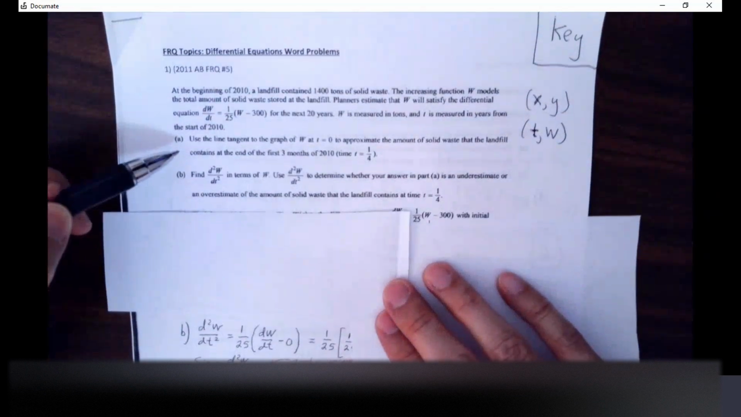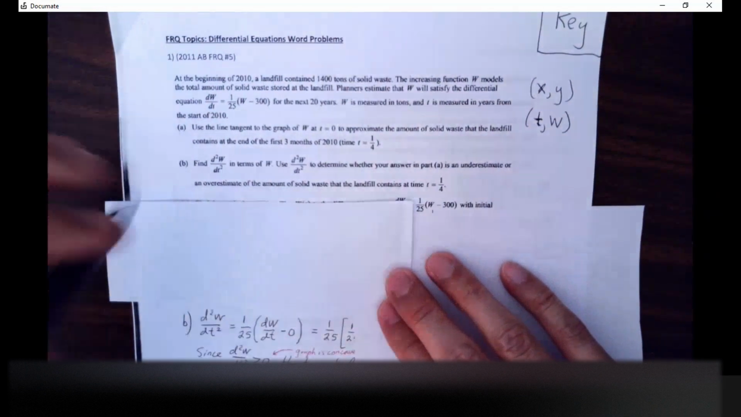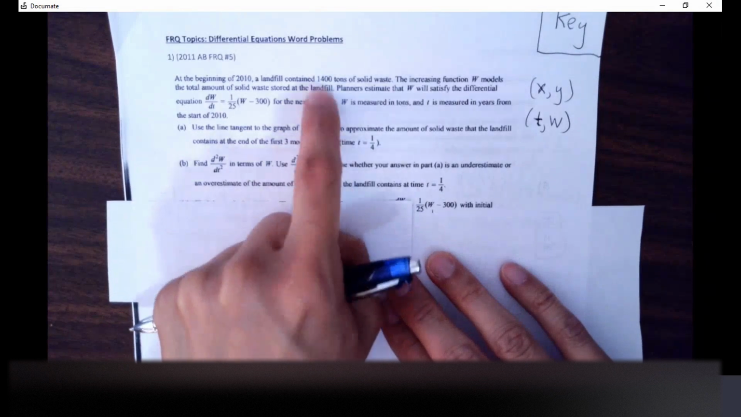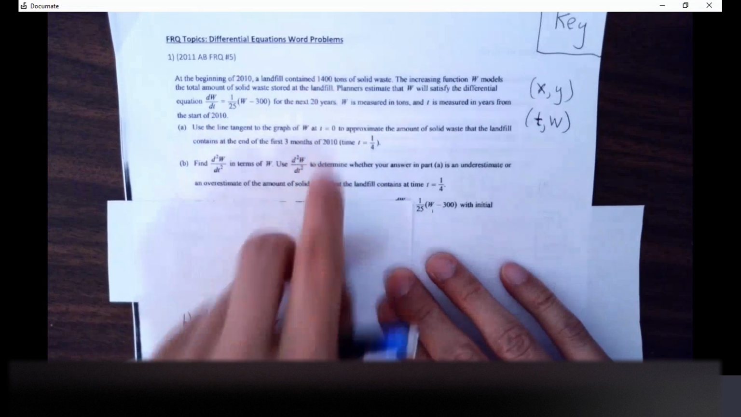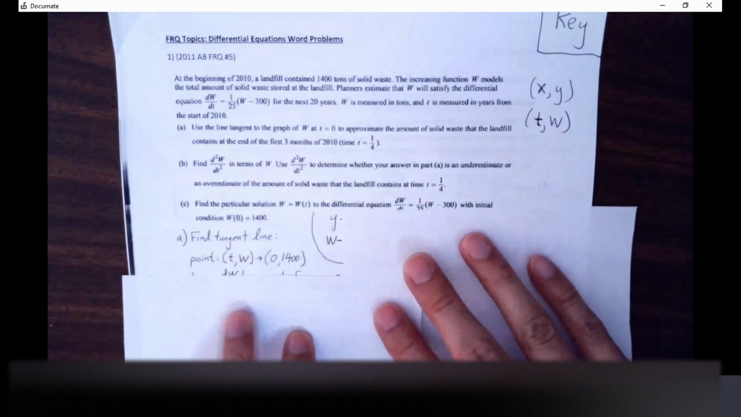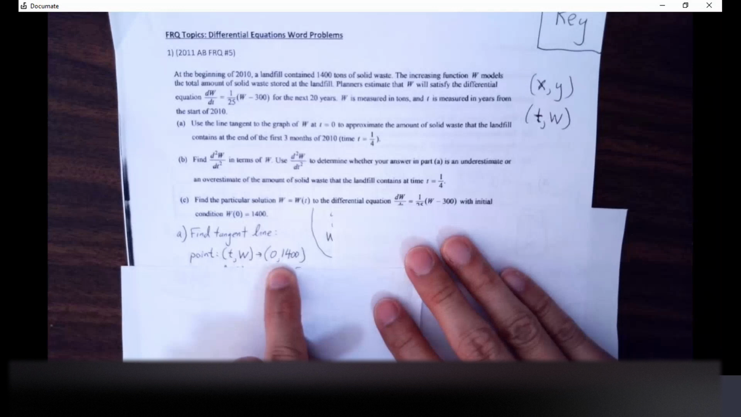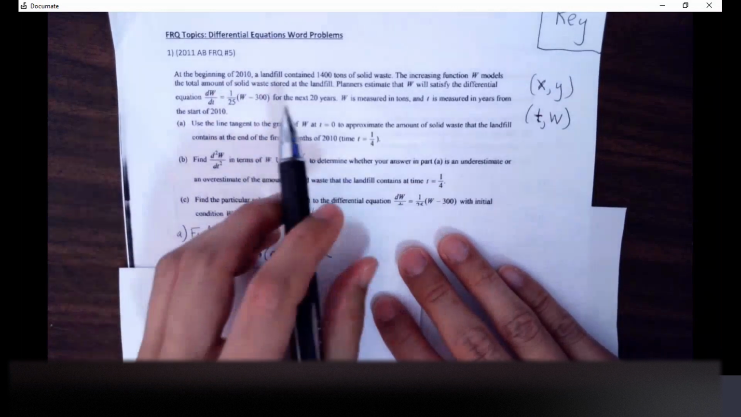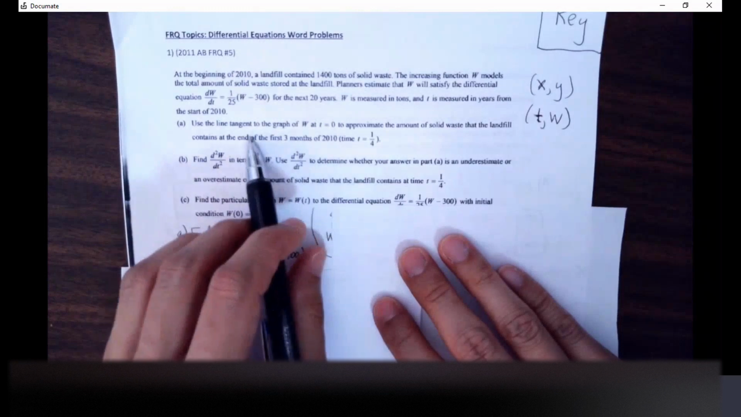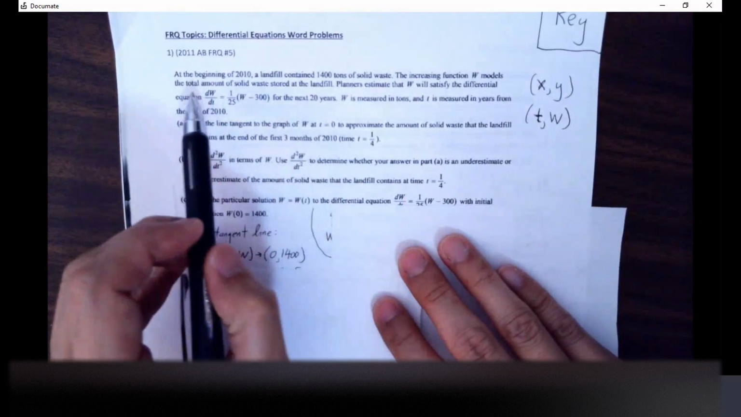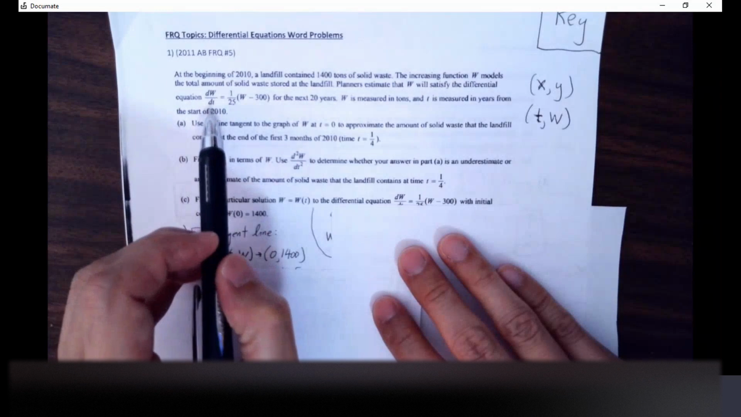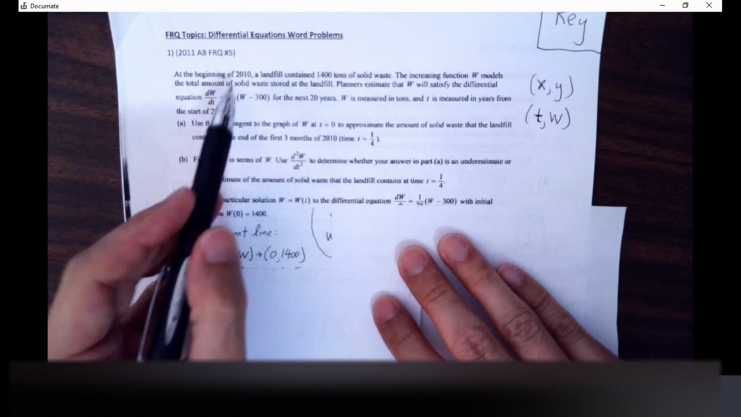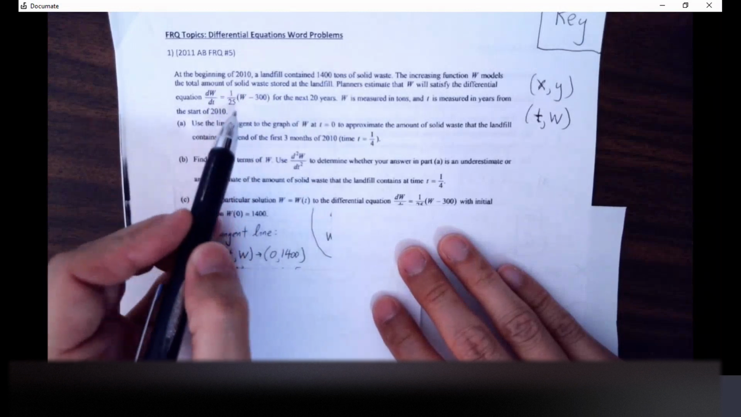Okay, so we need to find our ordered pair. We know at t equals 0 the amount of waste is 1,400 tons, so we can treat that like the ordered pair. That's the first piece of information we can gather from the problem. The next part is we need to find the slope, and to find the slope, we rely on the derivative. We're going to plug the ordered pair 0, 1,400 into the derivative, and in return, we get the slope.